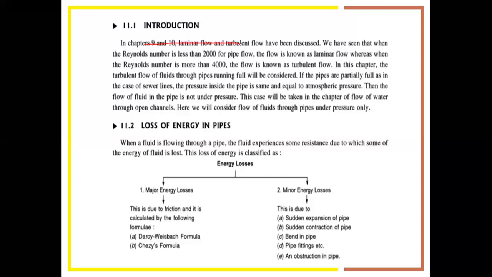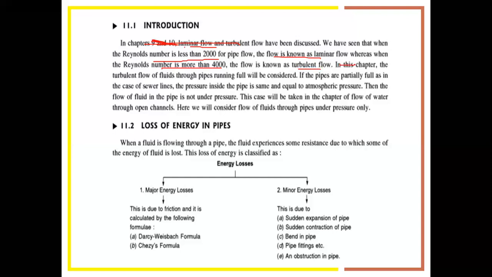So in the previous class, we discussed the laminar flow and the turbulent flow problems, right? Now, there we have seen that when the Reynolds number is less than 2000, the flow is laminar flow, whereas when the Reynolds number is more than 4000, the flow is turbulent flow.